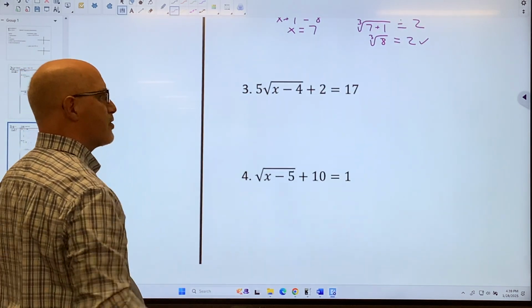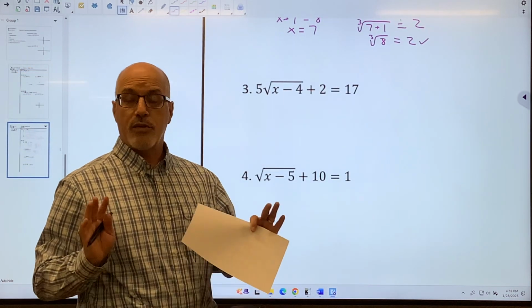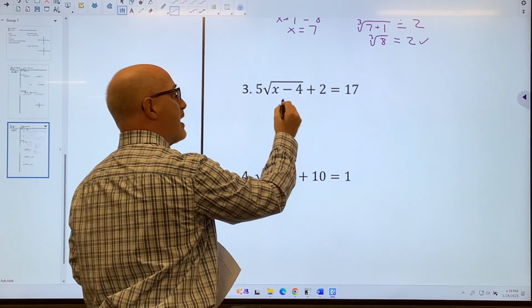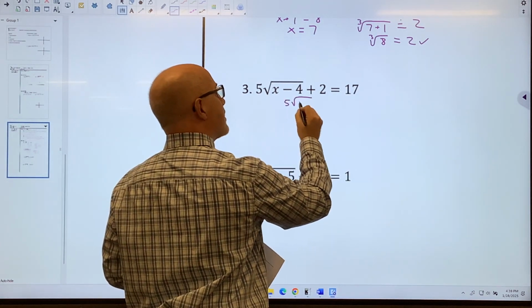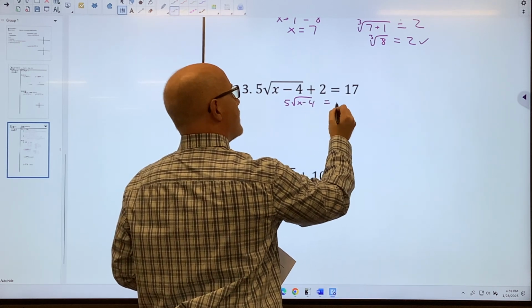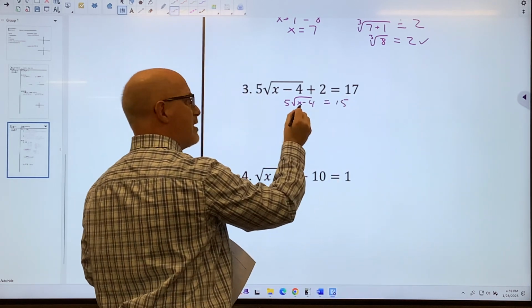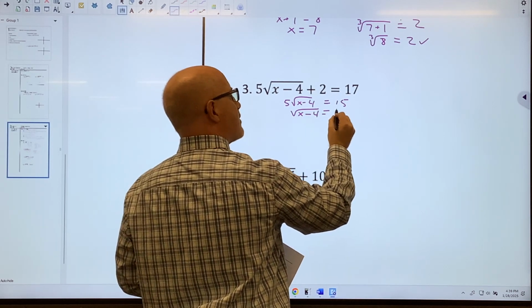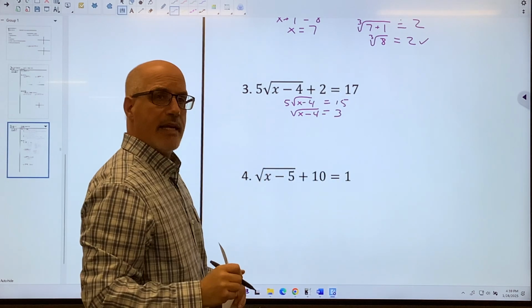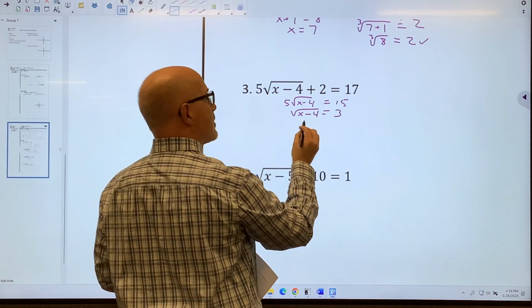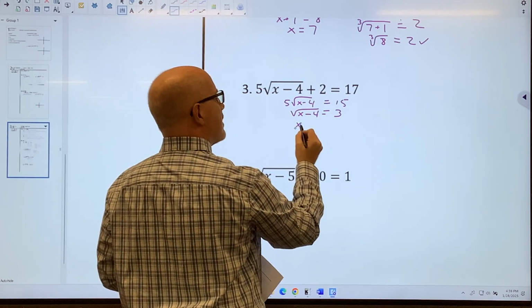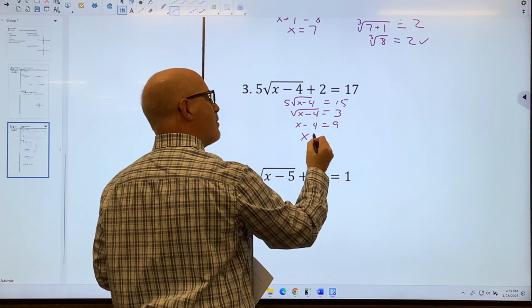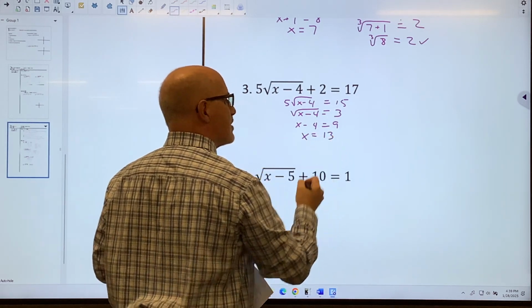The next one's another square root. So we want to get the square root by itself first. So we're going to subtract 2 from both sides first. I get 15 here. Divide both sides by that 5 to get the square root by itself. So the square root of x minus 4 equals 3. Now I'm going to square both sides, and I get x minus 4 equal to 3 squared, which is 9. Add 4 to both sides, you get x equal to 13.